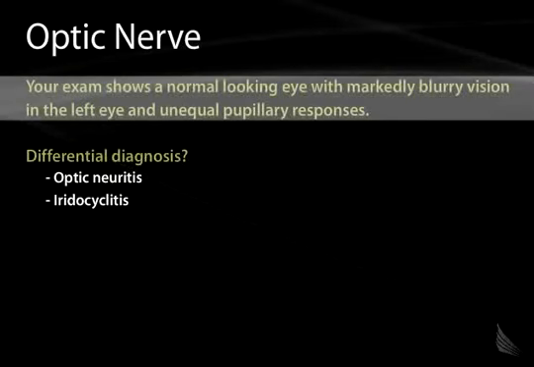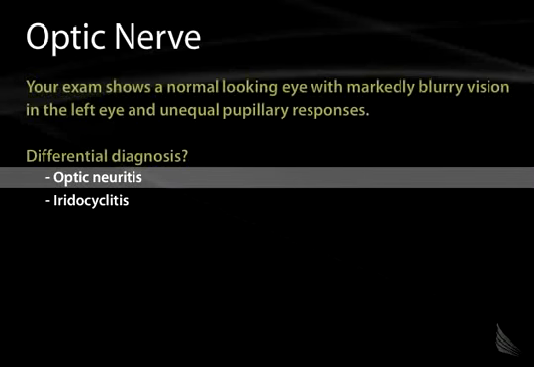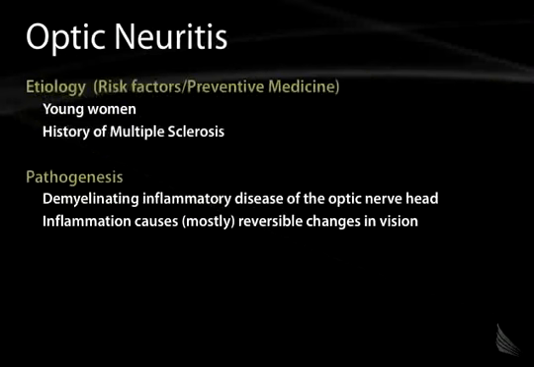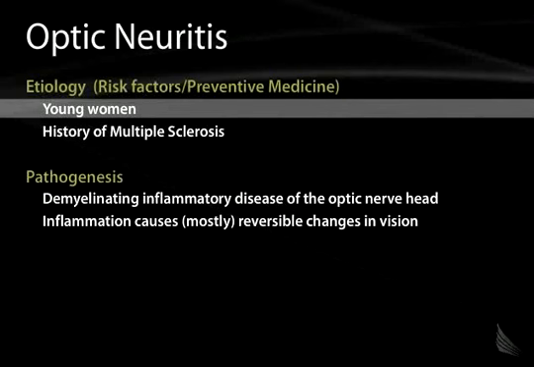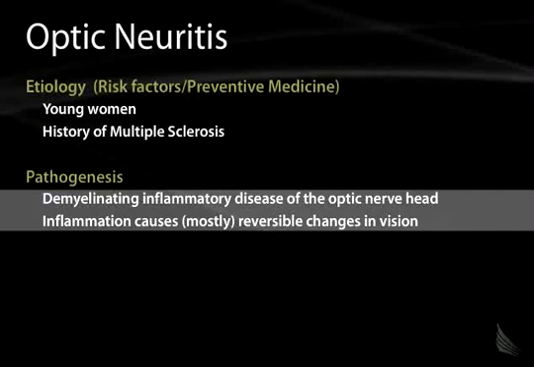Your exam shows a normal-looking eye on the outside, markedly blurry vision in the left eye, and unequal pupillary responses. The differential diagnosis includes optic neuritis, which is inflammation of the optic nerve, or iridocyclitis, which is a type of uveitis. The etiology of optic neuritis includes young women. Often they have a history of multiple sclerosis, or they may subsequently develop multiple sclerosis. Pathogenesis is that it's demyelinating inflammation, and it happens specifically at the optic nerve head.